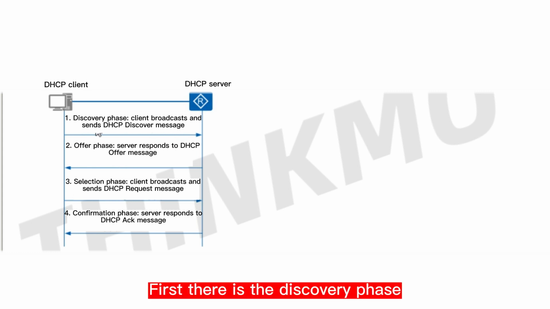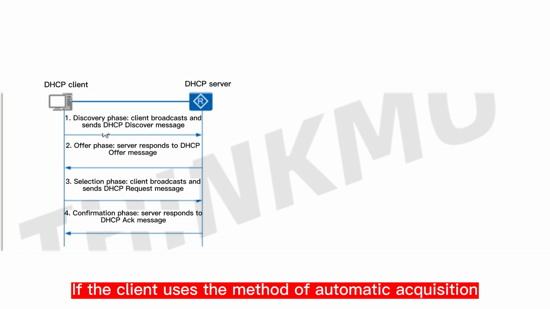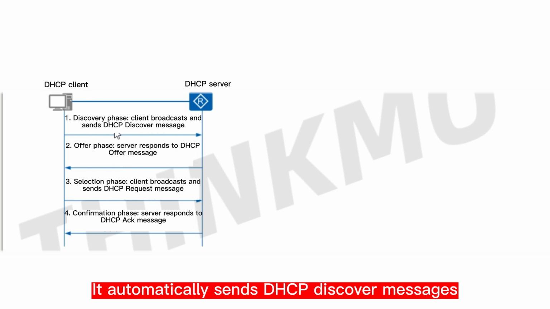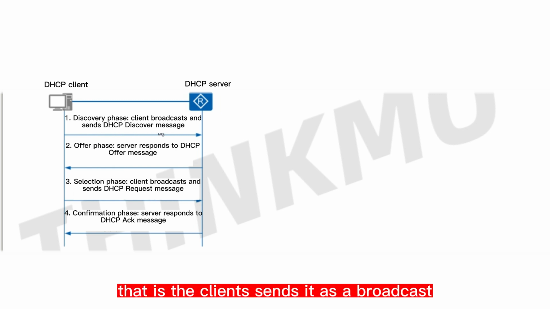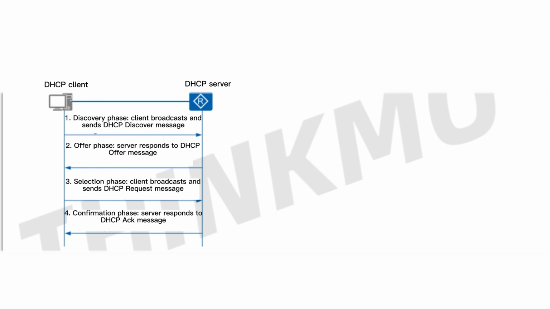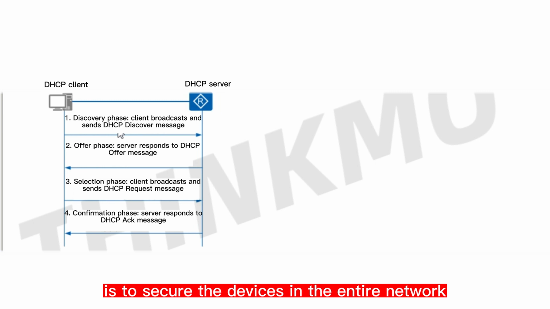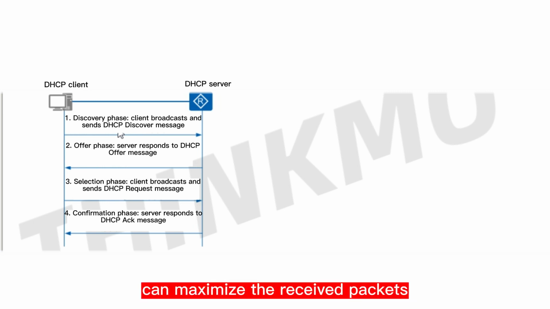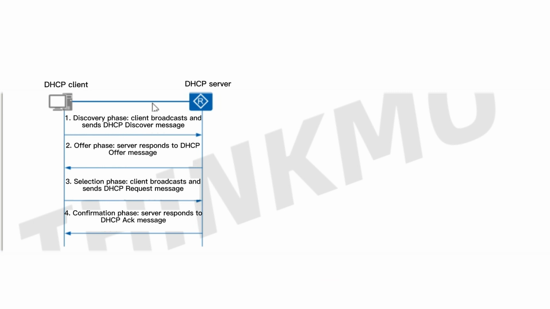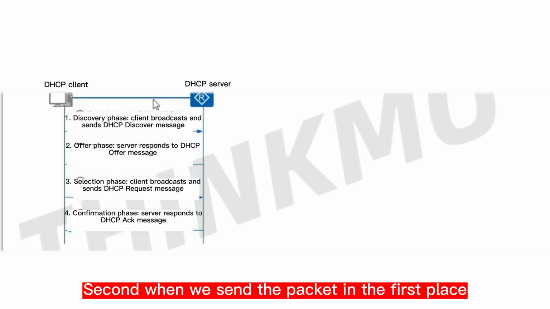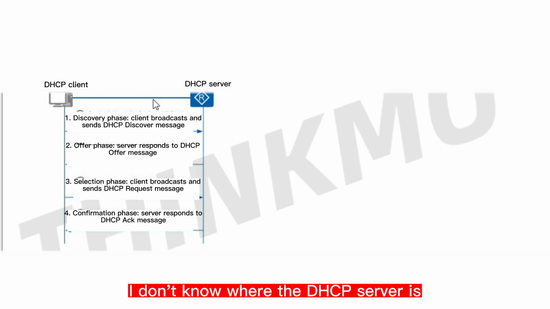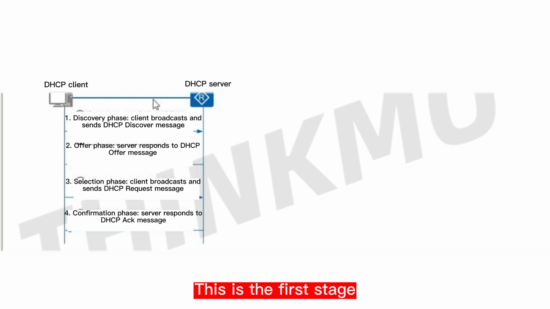First, there is the discovery phase. If the client uses the method of automatic acquisition, it automatically sends DHCP discover messages. That is, the client sends it as a broadcast. Why use broadcast? To reach all the devices in the entire network and maximize the received packets. Second, when we send the packet in the first place, we don't know where the DHCP server is. This is the first stage.